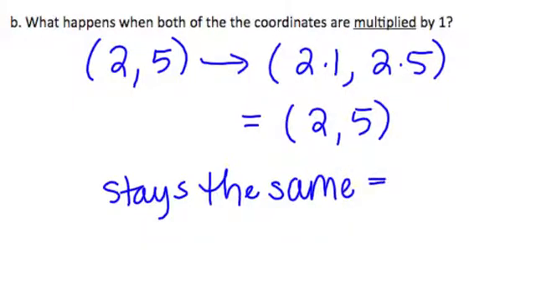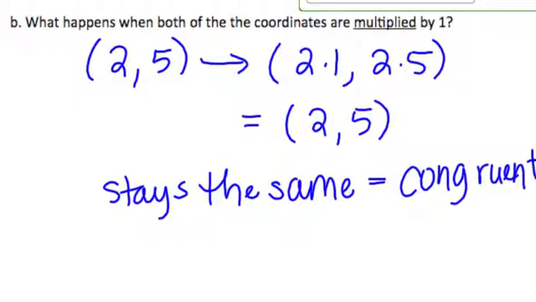And the word for that is congruent. Congruent means it's exactly the same shape and figure. Everything's the same. So multiplying by 1 doesn't change anything. It's the same.